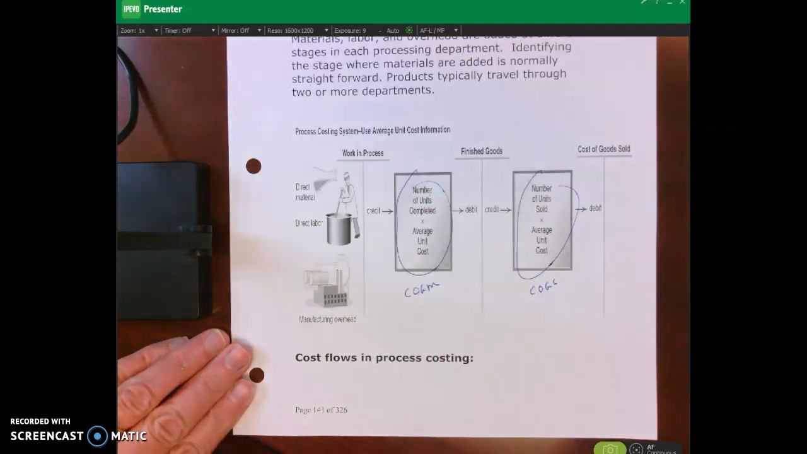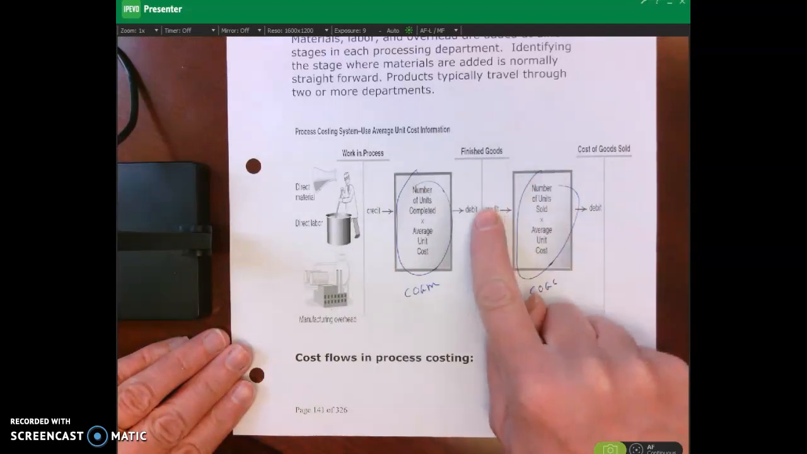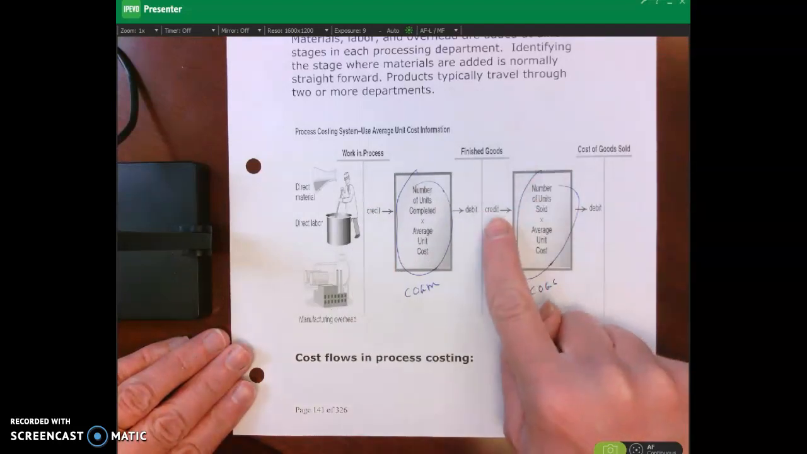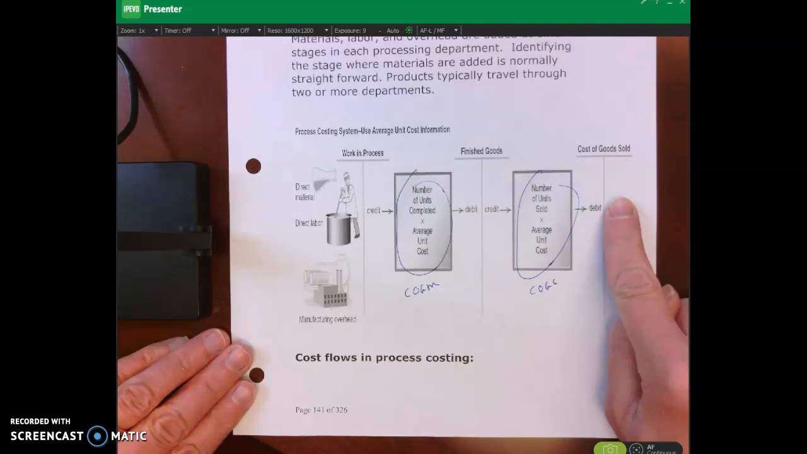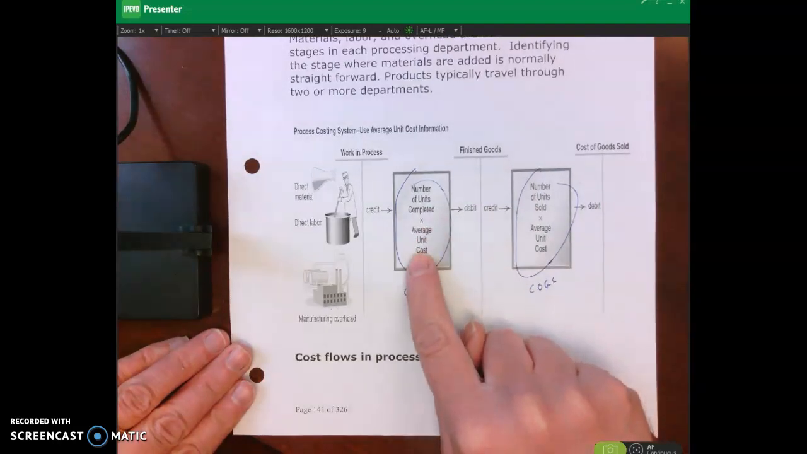This is different than job order costing. With job order costing, we said how many jobs did we complete? And then that came over here to finished goods. How many jobs did we sell? And then that came over here to cost of goods sold. Here, we're calculating average, which is not something that we did with job order costing.